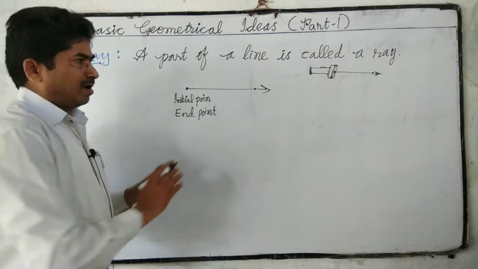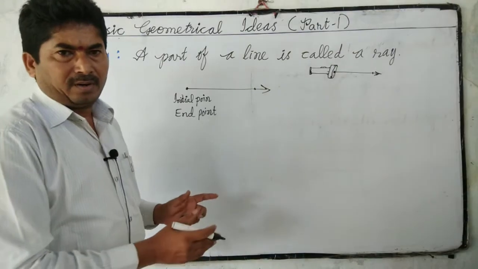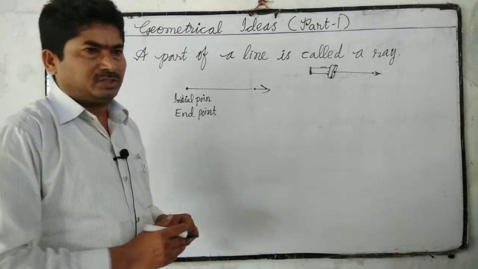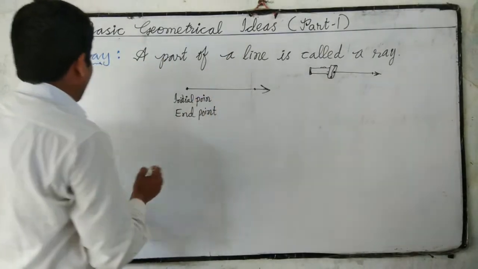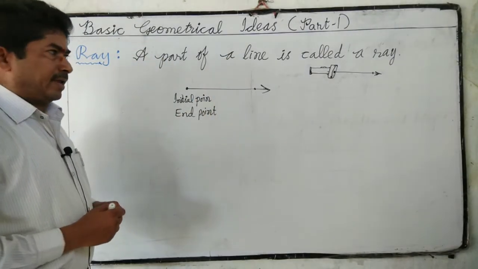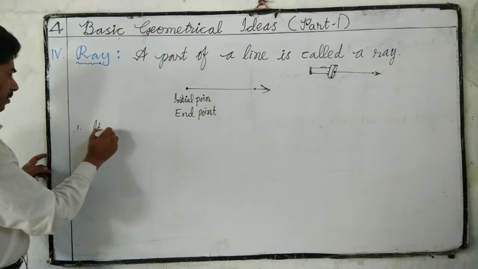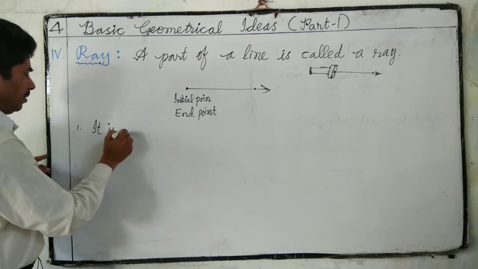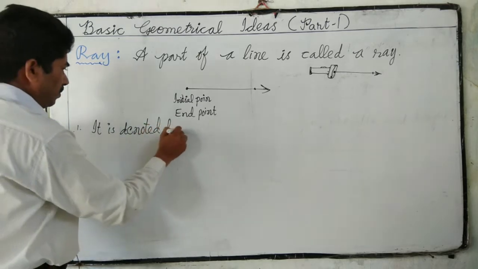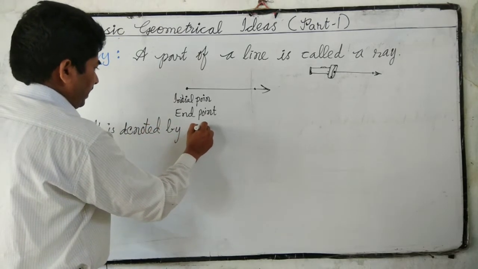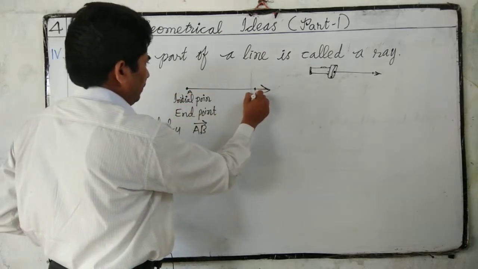Actually, we can't draw this ray on a paper or on a board. We can just represent it. It is denoted by AB. Ray AB, like this. This is A, this is B.